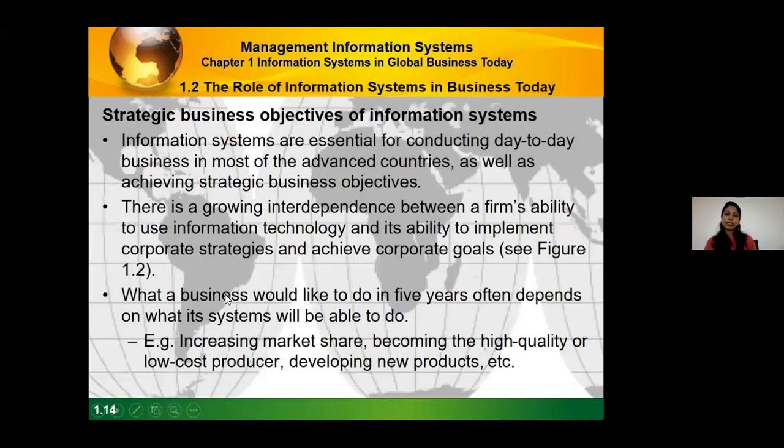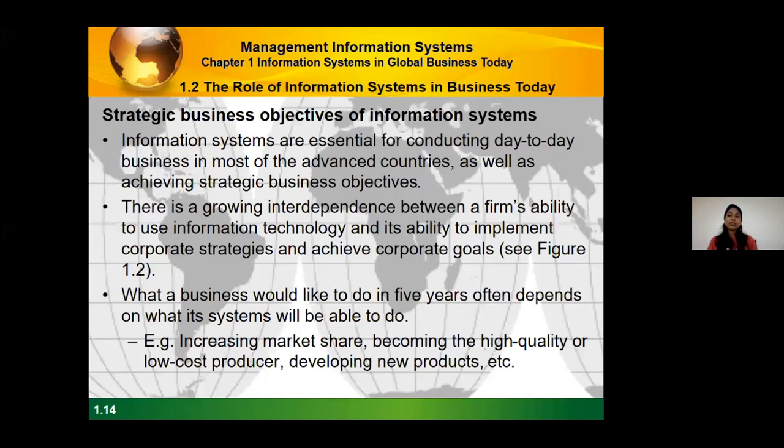Now, moving on to the earlier point, it says what a business would like to do in 5 years often depends on what its systems will be able to do, right? Today, since information systems have become an integral part of the organization's capabilities, what the organization will achieve in the future heavily depends on the capabilities of their systems. So this again matches the second point that we have discussed, right? This also explains that a direct relationship exists between organizations and information systems, right?